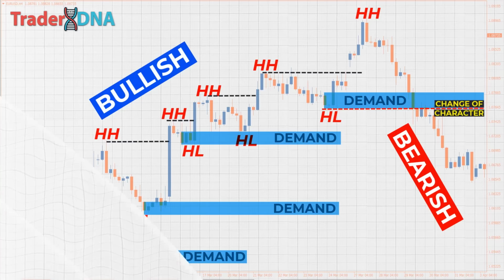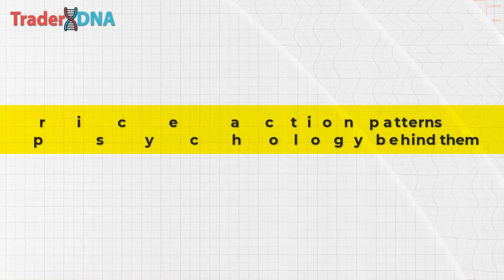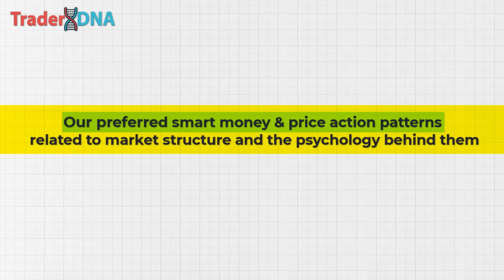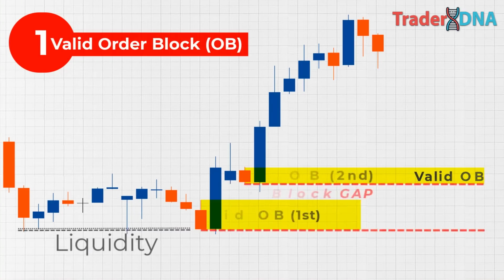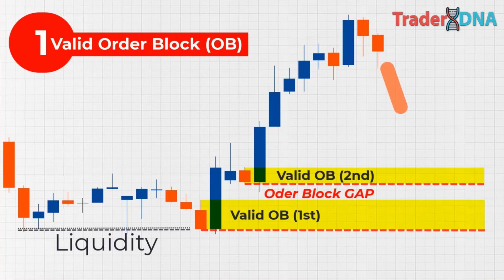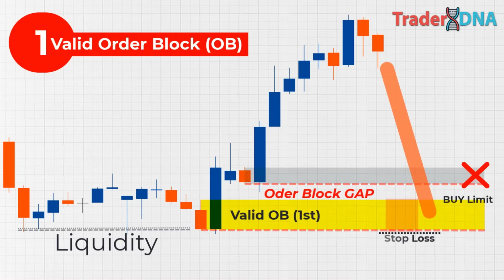Now, let me share some of our preferred smart money and price action patterns related to market structure and the psychology behind them. First and foremost, we have a valid order block and a potential trading opportunity to go long. However, upon examining the left side, we notice a gap between the candles, specifically beneath the first order block, and another valid order block zone. This gap acts as a magnet for the price to fill, restoring balance, grabbing liquidity below the first order block, and continuing its upward movement when it reaches the second one.